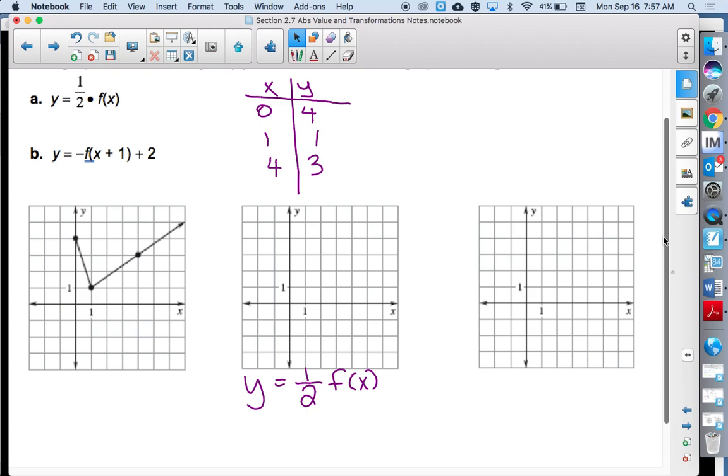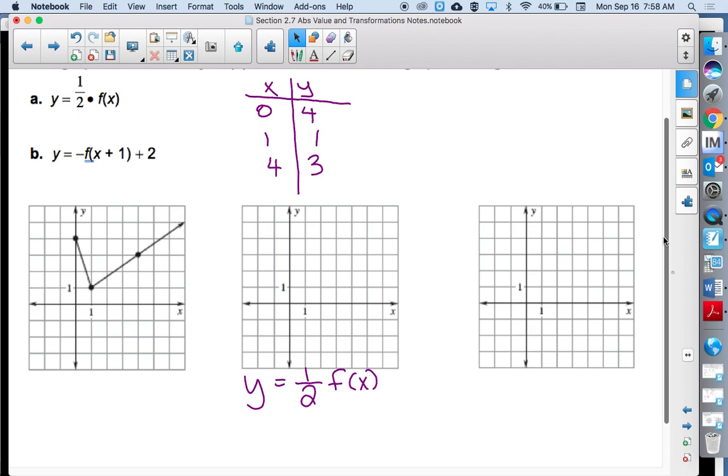Right, f of x also means y. So when you say f of x, the notation of f of x is the same thing as y. F of x equals y equals f of x. So your y variable is also f of x. F of x just means we have a function. Y doesn't have to be a function, it can be any random equation. But they are the same thing. So this is saying you're taking 1/2 times all of your y values. That's what that equation is really saying.